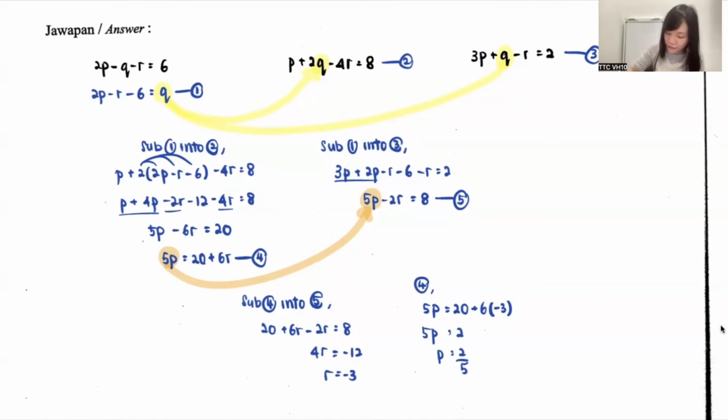I think the last one, I can find the Q. Let's say I sub back into my equation 1. Actually, whichever equation also can, whichever you prefer. I like equation 1 because it looks quite nice already. So we can sub inside. 2 times 2 over 5 plus 3 minus 6. We're getting negative 11 over 5 for our Q.